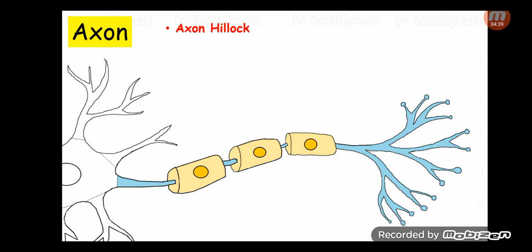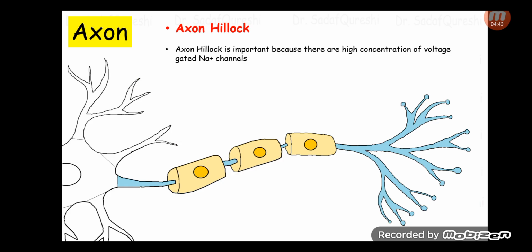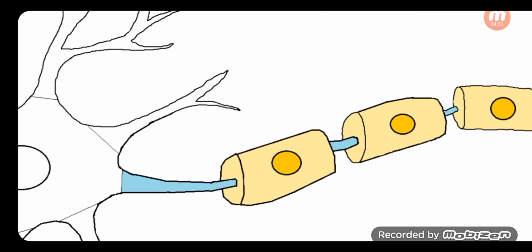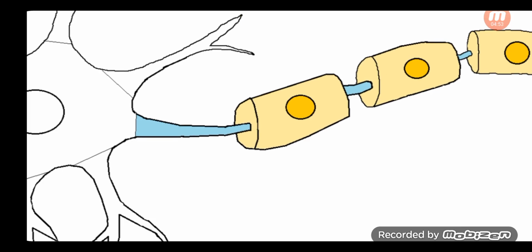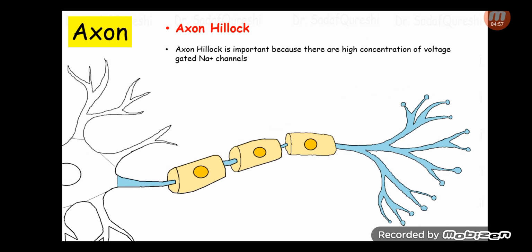Then we have another important structure associated with the axon, that is the axon hillock. The axon hillock is where the cell body is connected to the axon. It is important because there is a high concentration of voltage-gated sodium channels. Here, if you see, this part of the axon where the cell body is connecting with the axon is the axon hillock.